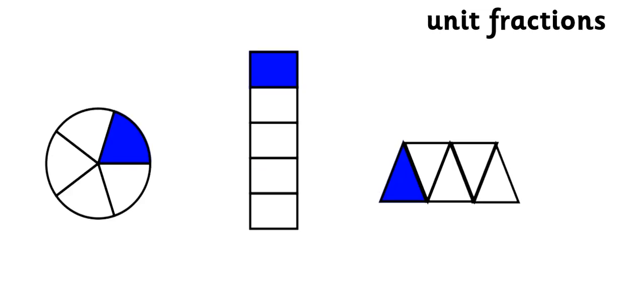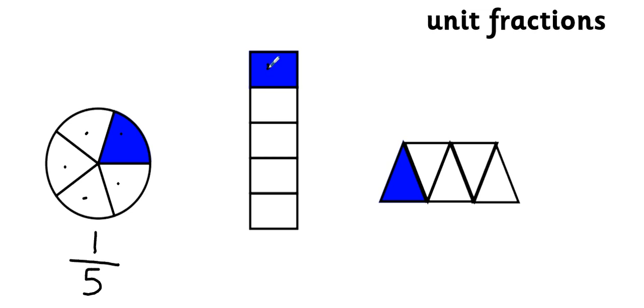I'm sure you can spot straight away what the unit fraction here should be. If you've got a piece of paper in front of you, write down the fraction that you think it is, and then see if you were right. There's one part coloured in again. How many parts were there altogether? 1, 2, 3, 4, 5.